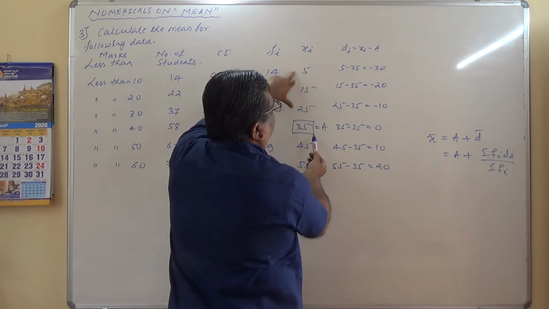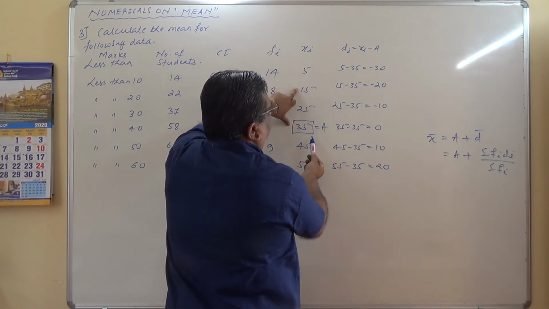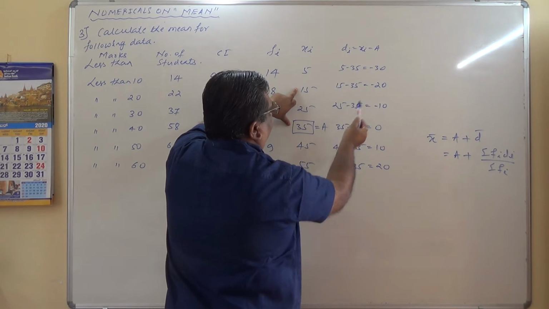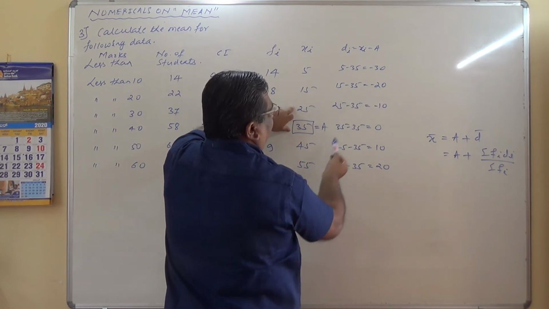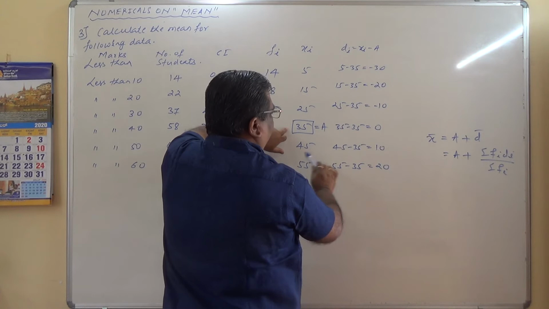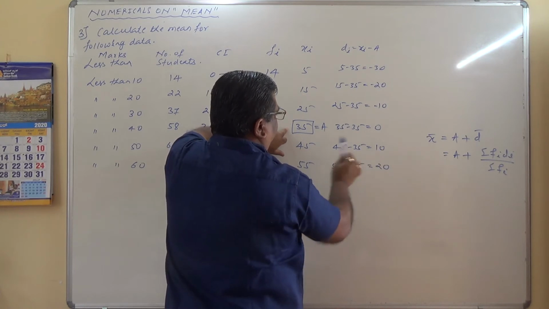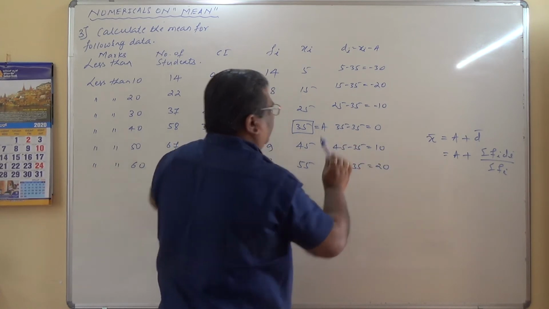5 minus 35 is minus 30. 15 minus 35 is minus 20. 25 minus 35 is minus 10. 35 minus 35 is 0. 45 minus 35 is 10. And 55 minus 35 is 20. Correct it is.